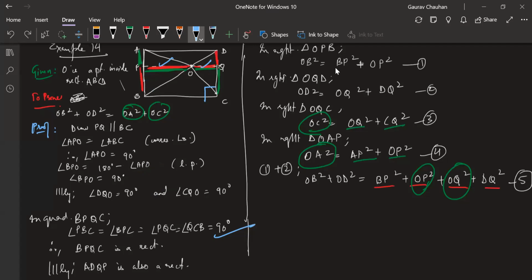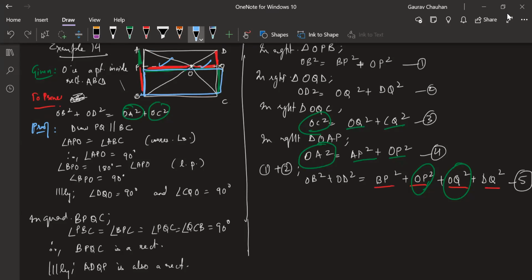So we have all four interior angles as 90, which means these two figures are rectangles. This is a rectangle, this is a rectangle. Moving on. These two are rectangles, which means their opposite sides are equal. In a rectangle, opposite sides are equal, it's an important property.